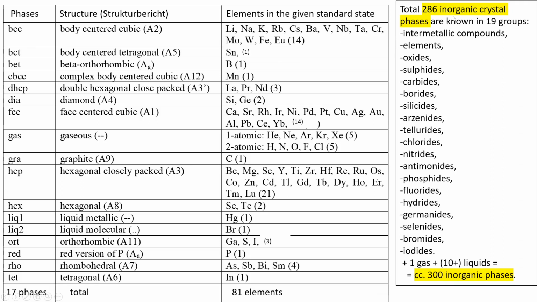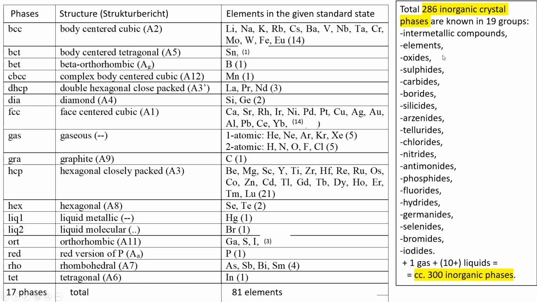By the way, in the inorganic world, we have today 286 different inorganic crystal phases. We can group them into 19 different chemical groups. The largest number of inorganic crystals we have in a group called intermetallic compounds. Intermetallic means compounds which are made from two or more metallic elements. Then the second largest group is made of elements. In crystal phases we have altogether 14 for elements, which is 17 minus the gas and minus the two liquids, which is 14.